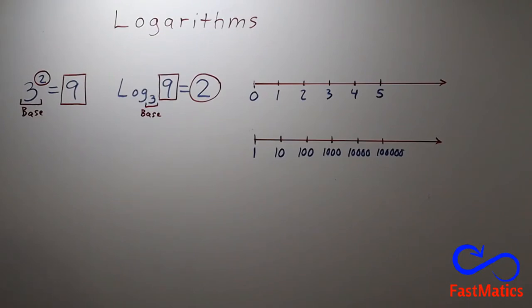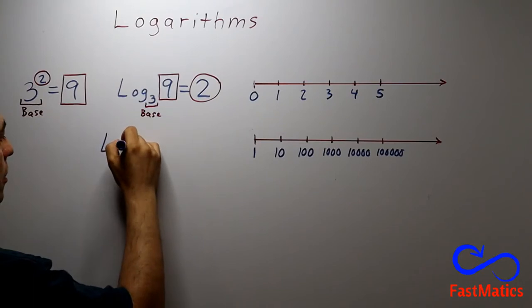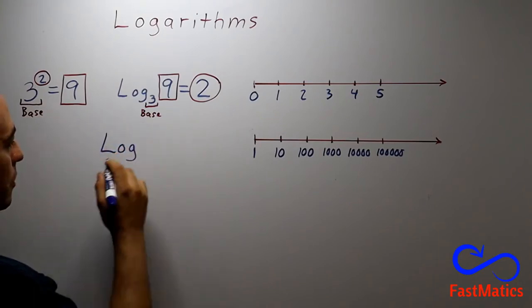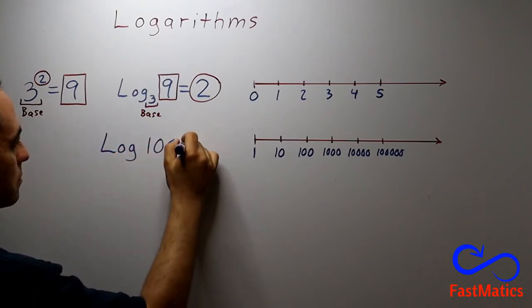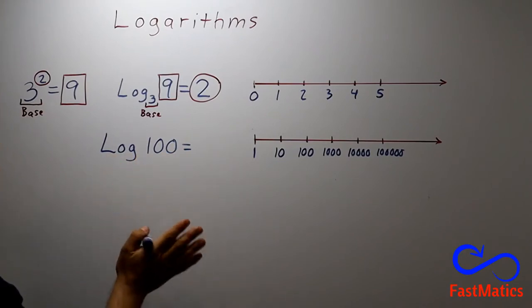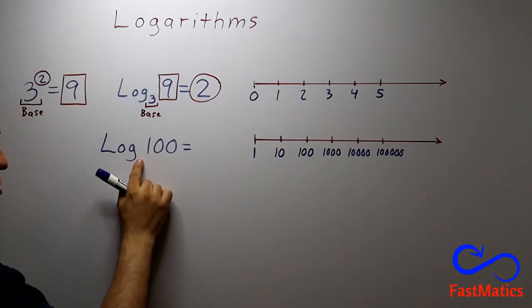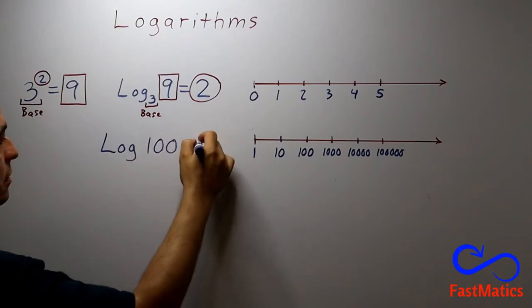Another important thing, if someone says logarithm of 100 and you don't see the base, it will always be 10. So 10 must be raised to what exponent to get 100? To 2.